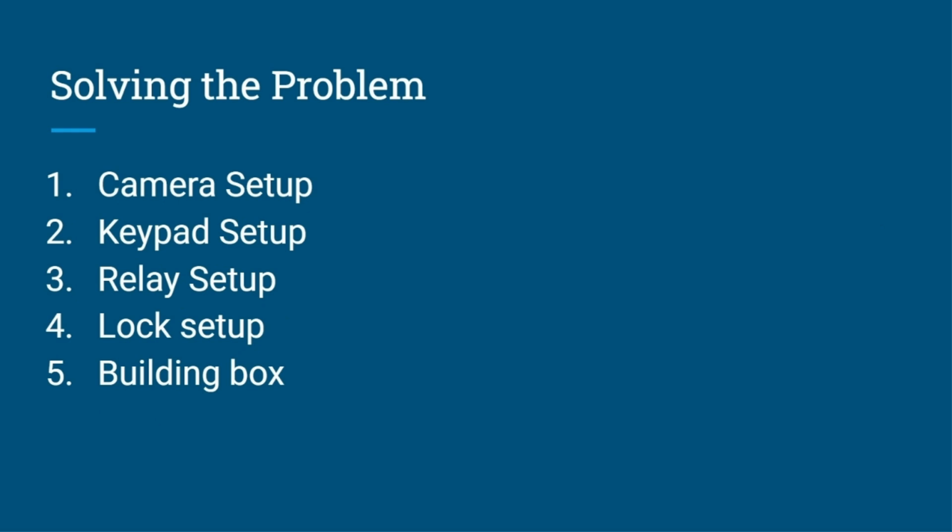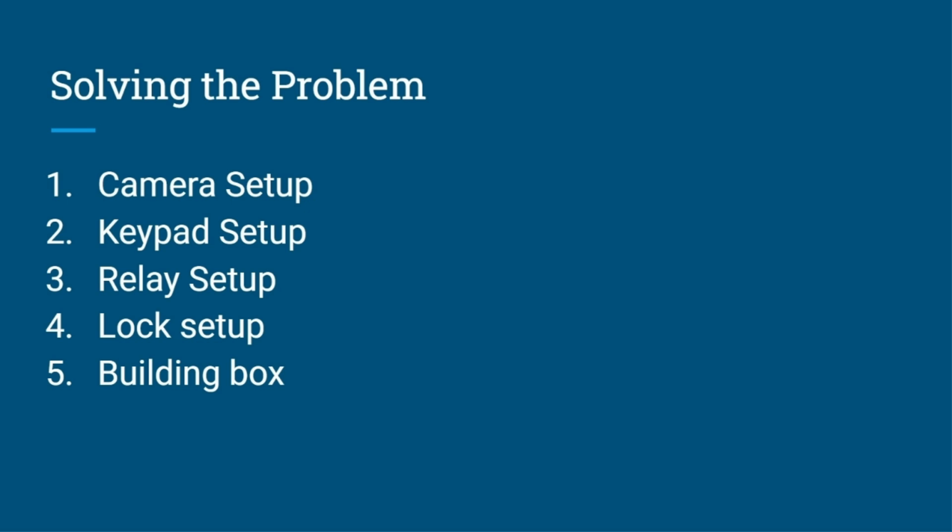So moving on to solving the problem, the first step I took was setting up the camera, which used a ribbon cable, and I just connected that to the Pi and did a test where I took a picture with it and everything was working. It was pretty simple. And then I made some code with that to test using Python to control the camera.